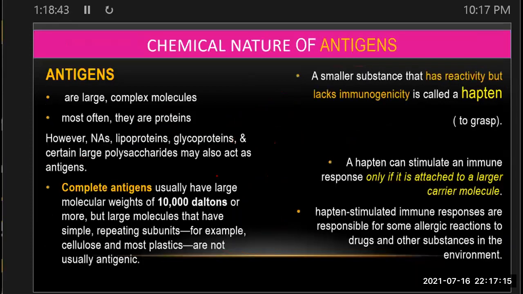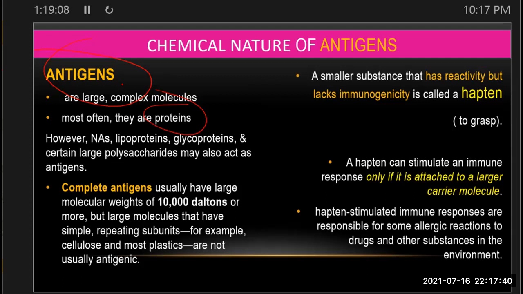Next, we have the chemical nature of antigens. How can we describe what an antigen is? It has to be large, the molecule has to be complex, and most proteins are of course antigenic. They should be proteins. However, nucleic acids, lipoproteins, and glycoproteins can also act as antigens.